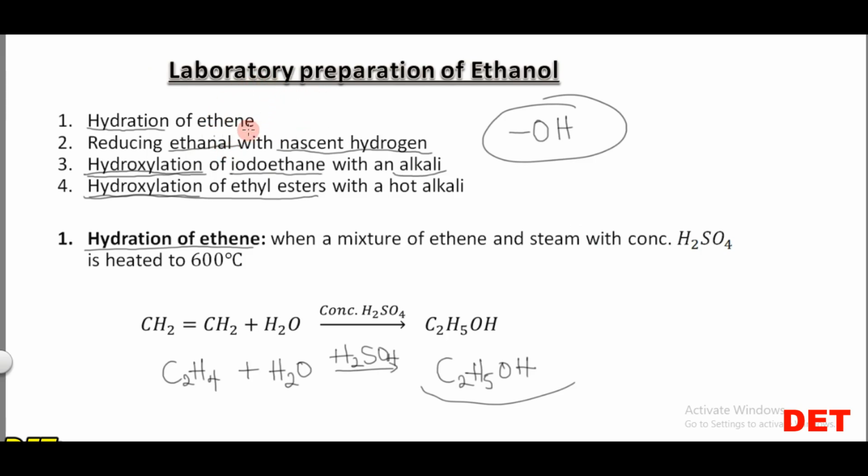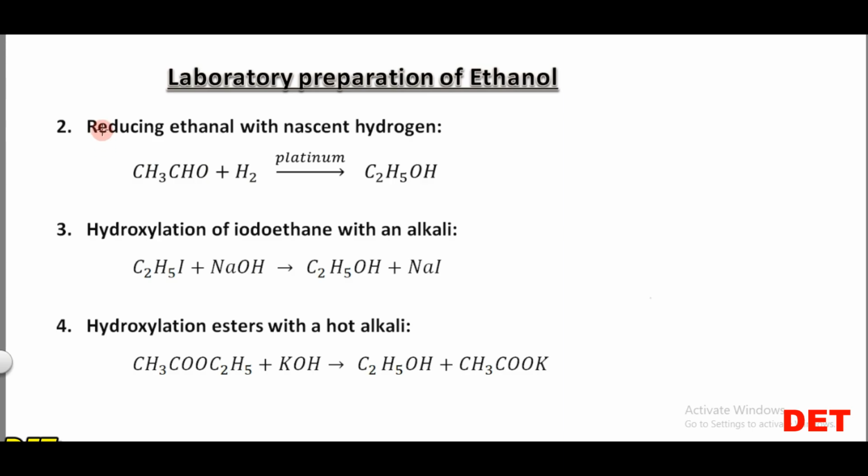Alright, so the four basic ways in which ethanol can be prepared in the lab are by hydration of ethene, by reducing ethanal with nascent hydrogen, hydroxylation of iodoethane with an alkali, and then hydroxylation of ethyl esters with a hot alkali. Alright, so we've looked at hydration of ethene. Then the next one is by reducing ethanal with what?